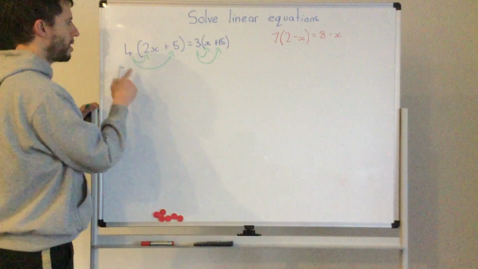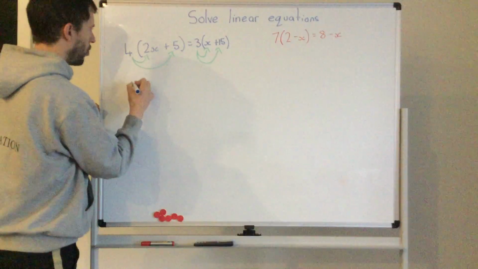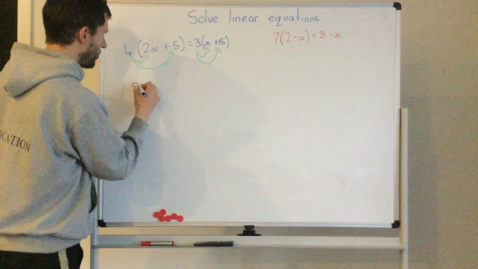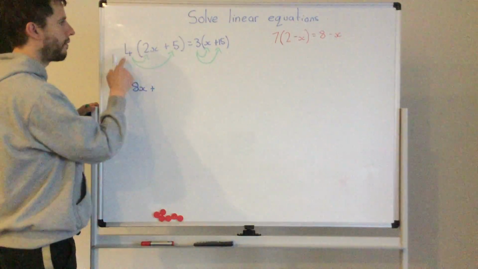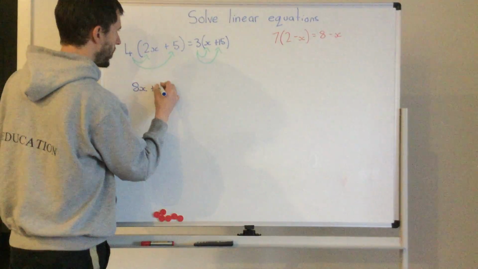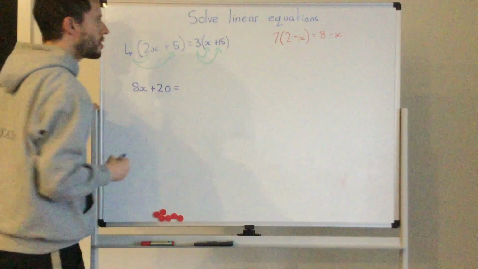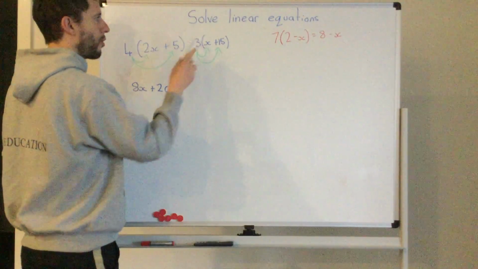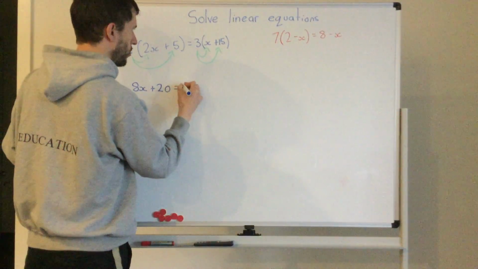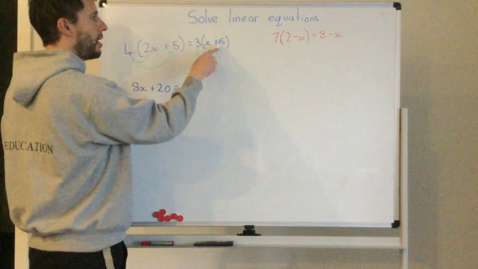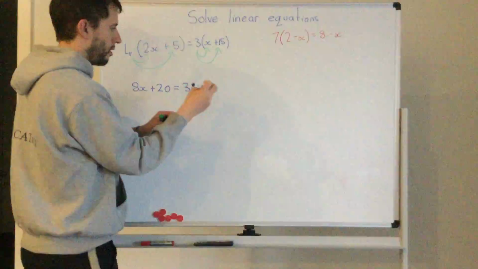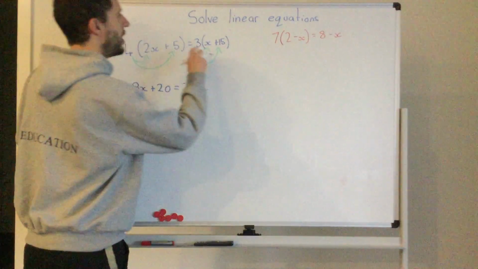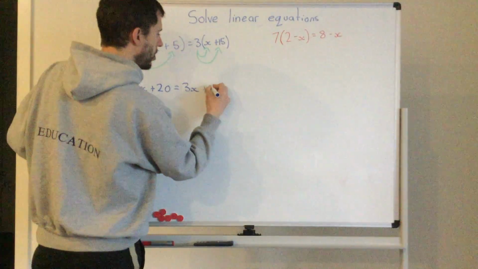Positive times a positive, so it will be a positive number. 2 times 4 equals 8, 8x. Positive times a positive. 4 times 5 equals 20. 3 times x equals 3x, and it's a positive. 3 times 15 equals 45.